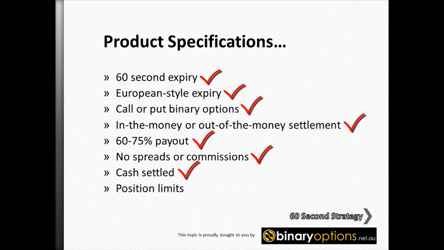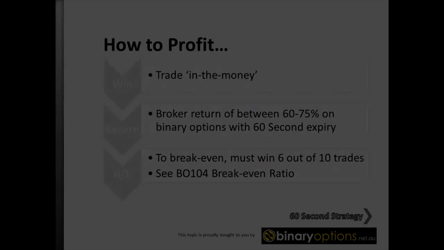Binary options have no spreads or commissions and are cash settled. In the case of binary options, position limits do apply. Positions are limited to a maximum of 1,500,000 per side of the market. So we know the product specifications for a 60-second strategy.